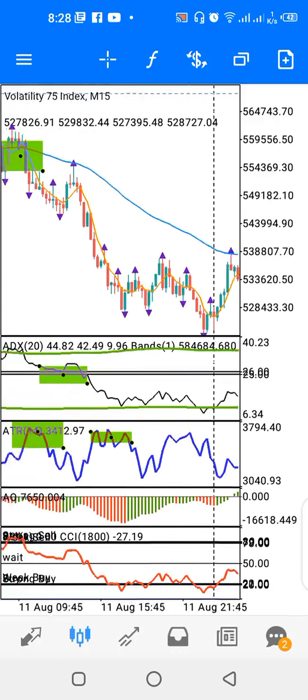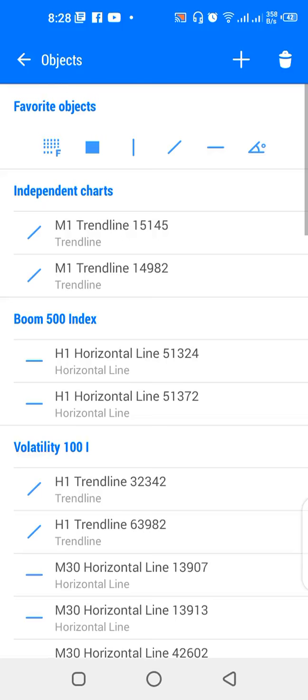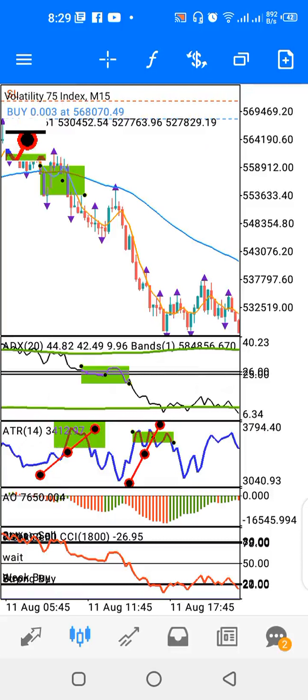And for the sell scenario, you can use your trend line to filter the point of ATR line breakout. Of course, you have your breakout somewhere around here. The ATR line starts to drop somewhere around here.